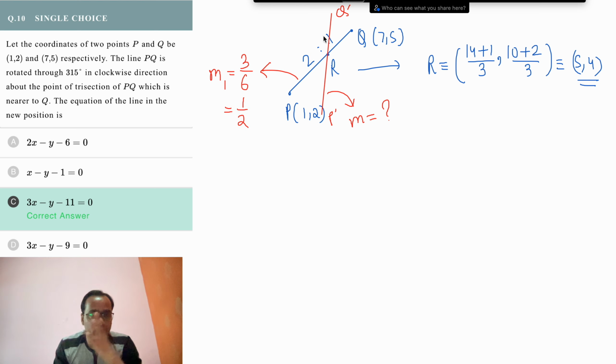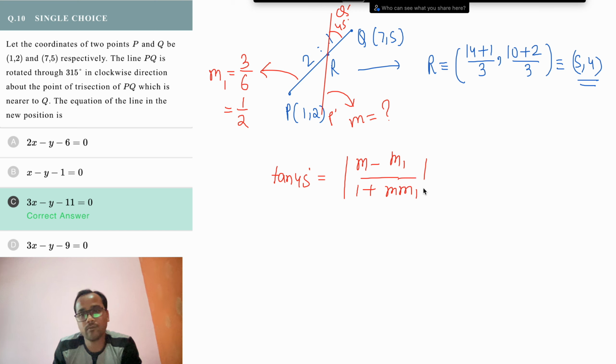And you know, if the line is rotated 315 degree angle, so this angle is 45 degree. Now we can use tan 45. Tan 45 is equal to mod of (m minus m1) upon (1 plus m m1). That means tan 45 is 1. So 1 should be equal to mod of (m minus half) upon (1 plus m into half).